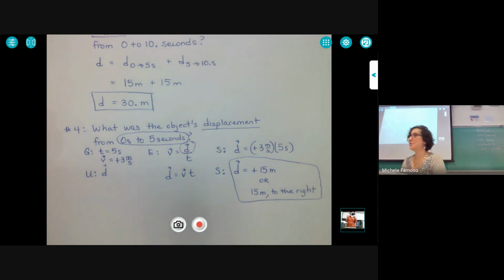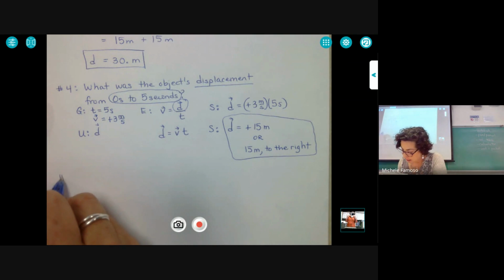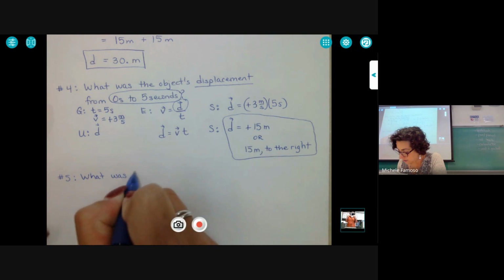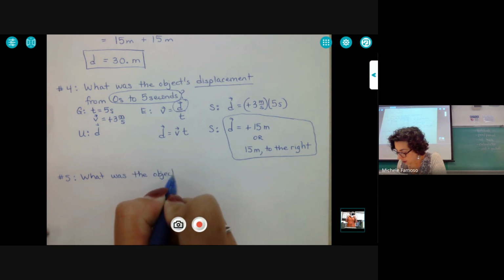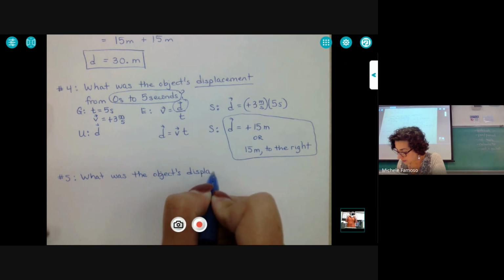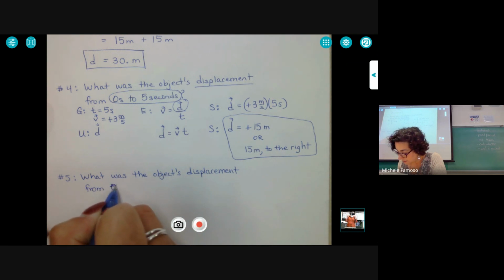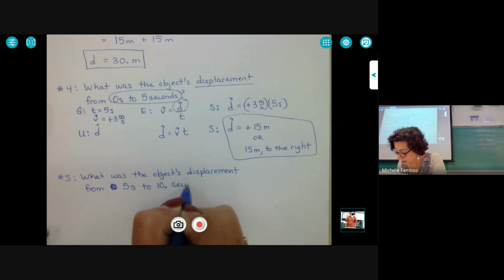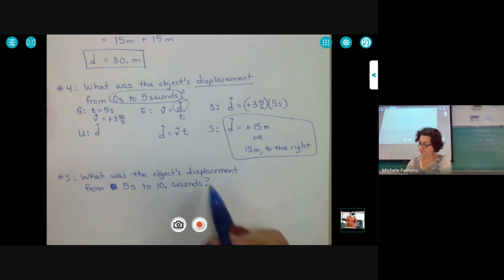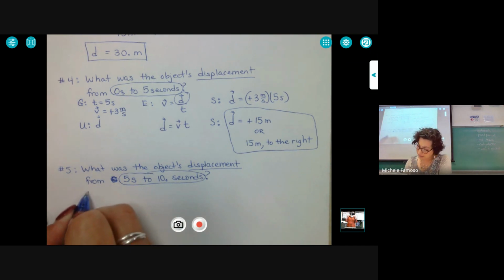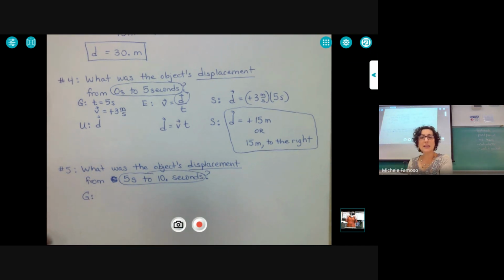All right, 2 more questions before we go to the packet. Number 5. What was the object's displacement from 5 seconds to 10 seconds? Very similar to the last question, right? Let's use our GUESS method. What can I list as givens here for this question?